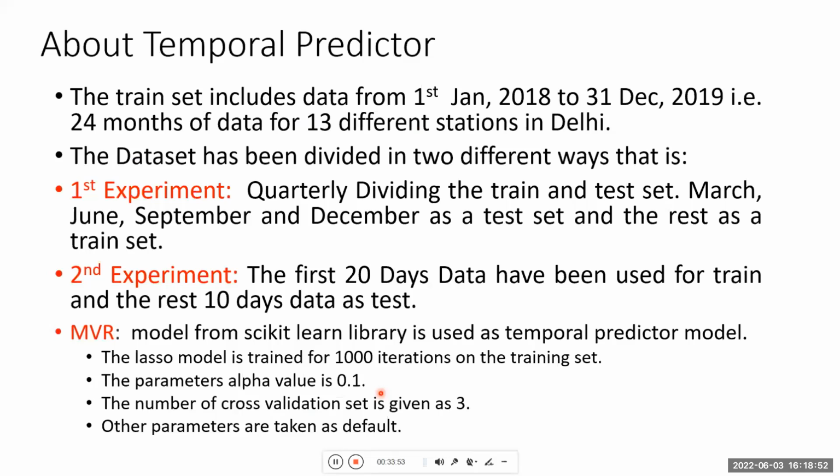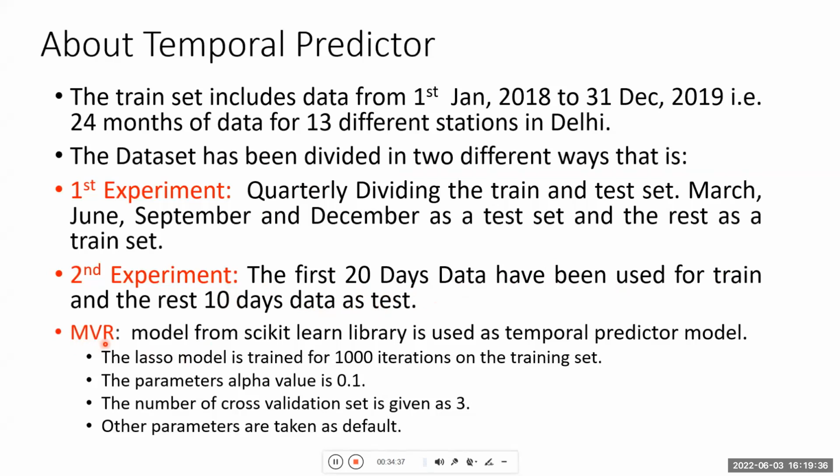Now we are going to the temporal modeling. We have a train data as well as a test data: for 24 months for 13 stations, we have taken the training data. For the first experiment, we quarterly divided the train and test data, and March, June, September and December were taken as test data because these months fall into the windows of different seasons. In the second experiment, which was the successful one, we took 20 days of data from each month for training and the remaining 10 days for testing.